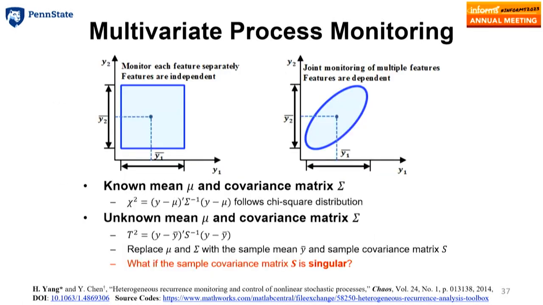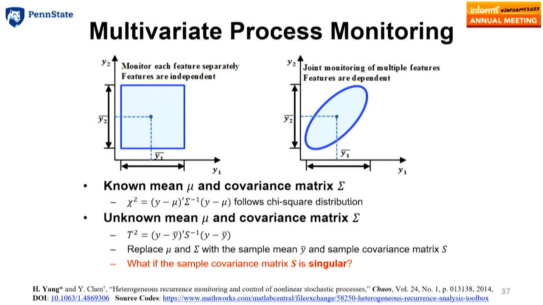So because we got the recurrence quantifiers, now we can do the process monitoring using those quantifiers. But traditionally, we assume the variables are independent, but sometimes they are correlated, they are dependent. And if we know the mean and the covariance, then it will automatically follow chi-square, but we have unknown population mean and covariance. We have to estimate it from the data. So we know the sample covariance and sample mean, and replace the population mean and the covariance with the sample mean and sample covariance.